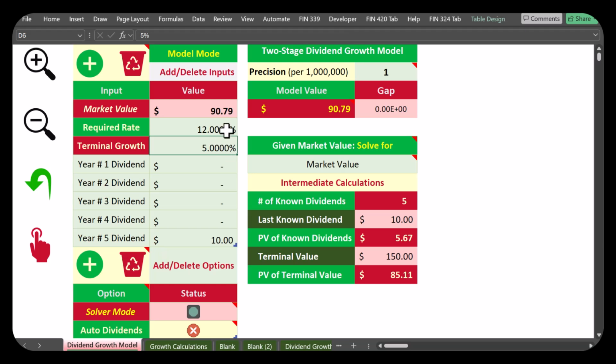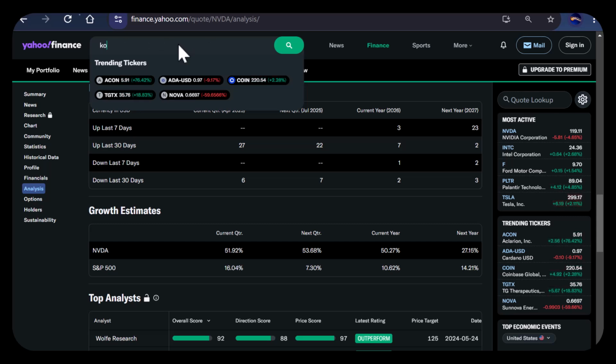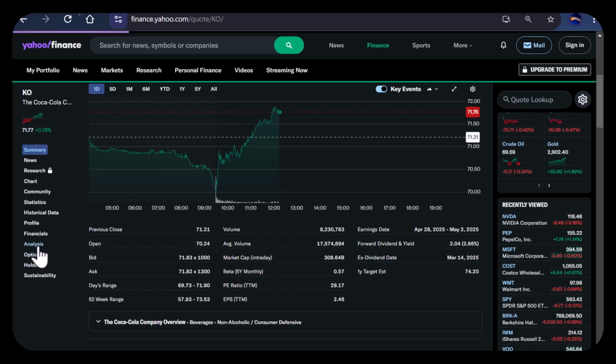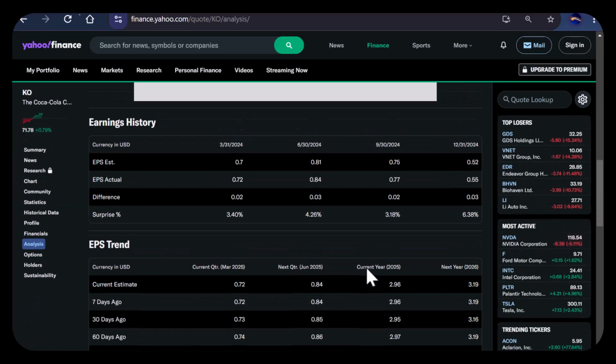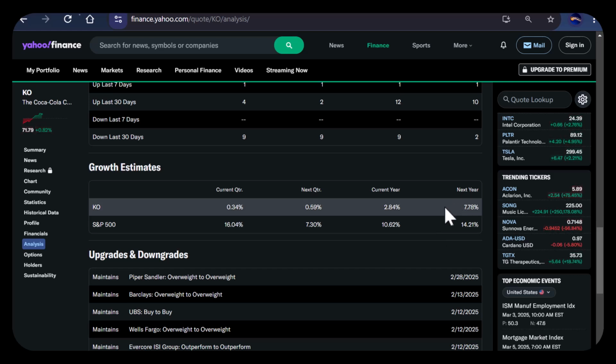We could also ask similar questions. For example, let's go to Coke. Let's go to analysis. The growth estimates, these are estimates by analysts. For the current year and next year, we know, but after that, it's going to be some sort of constant rate, right?